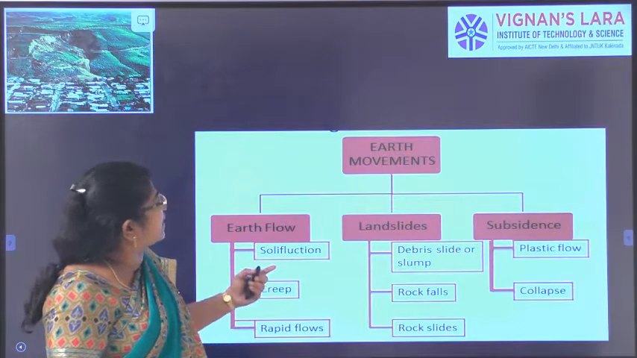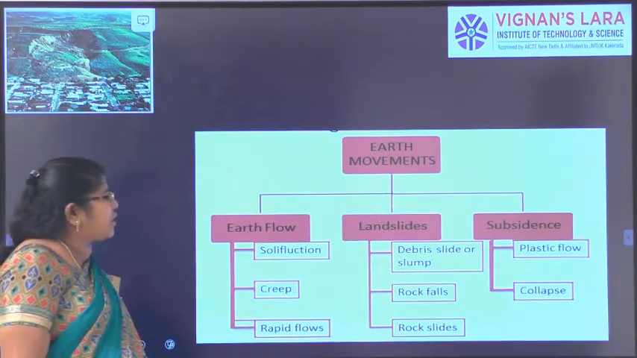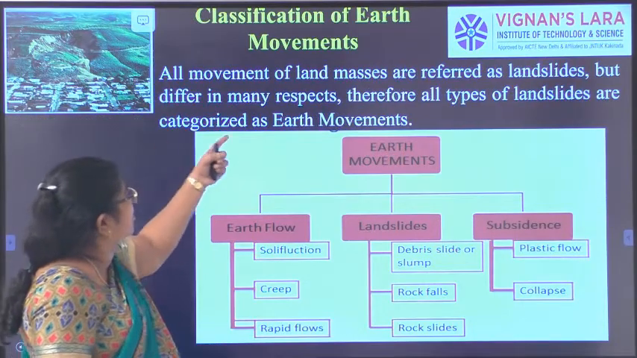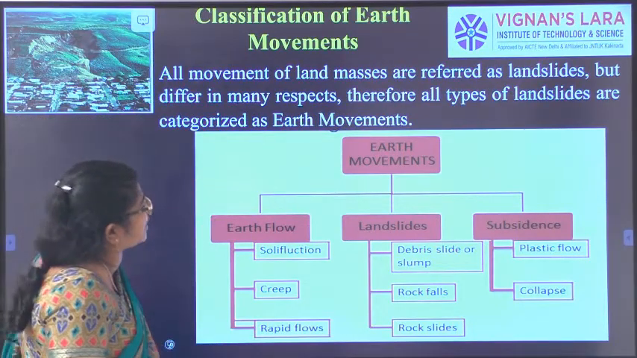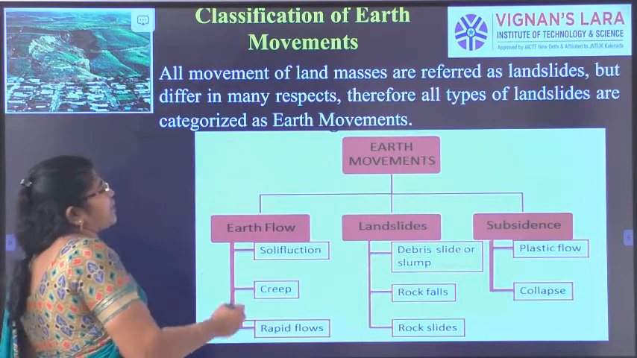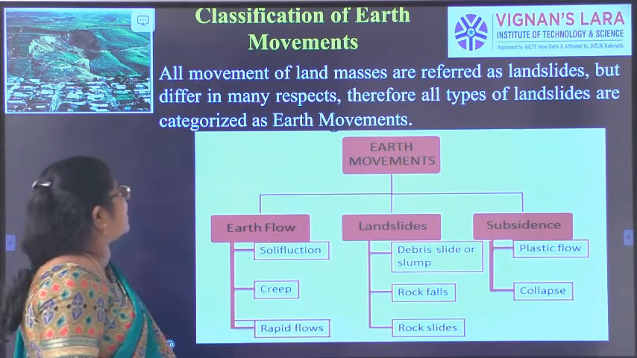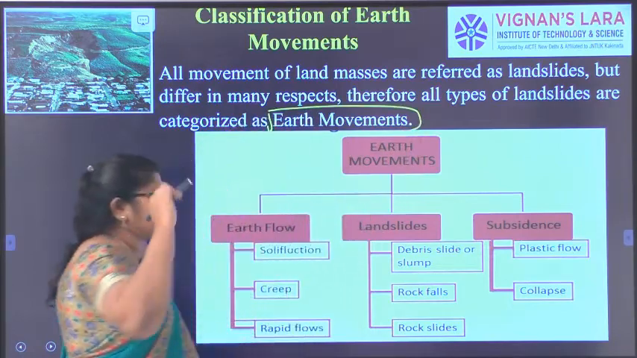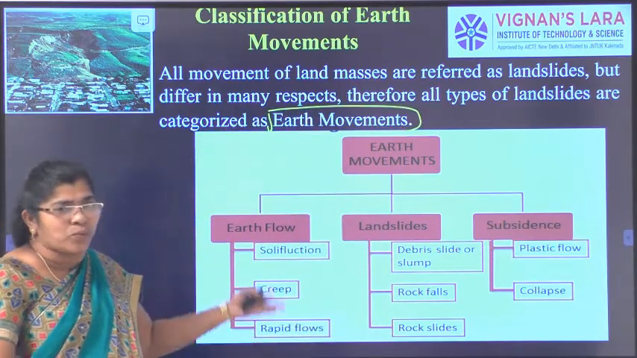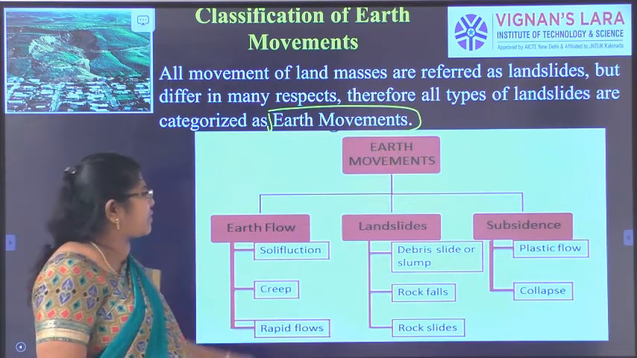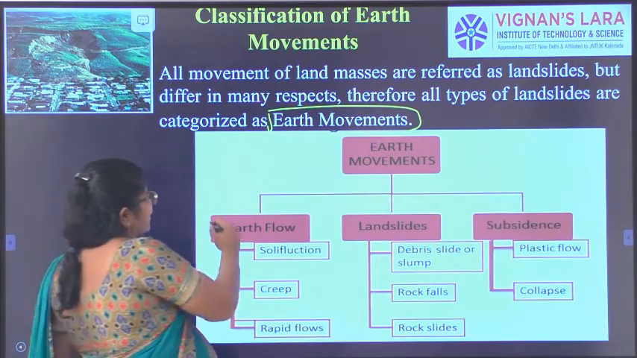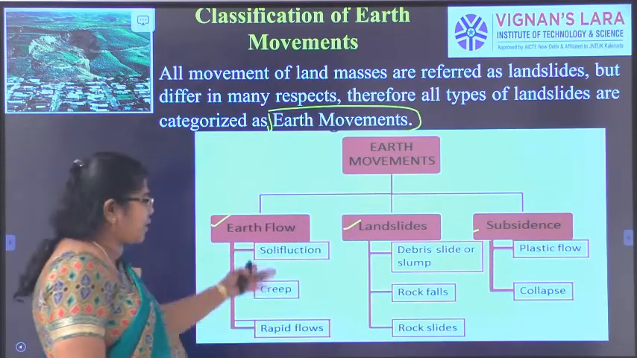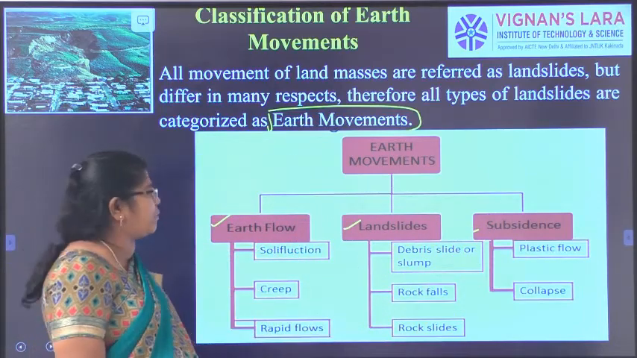Okay. So these are the earth movements. The earth movement is divided into three parts. All the movements of land masses are referred to as landslides, but they differ in many respects. Therefore, all types of landslides are categorized as earth movements. Generally, we take it as an earth movement. Landslide is one of the earth movements. So, what are they? First one, it is earth flow, landslide and subsidence. So, we will see one by one in detail about the earth movement.